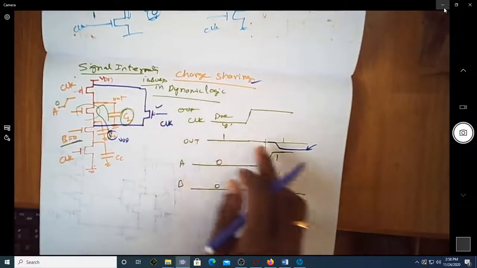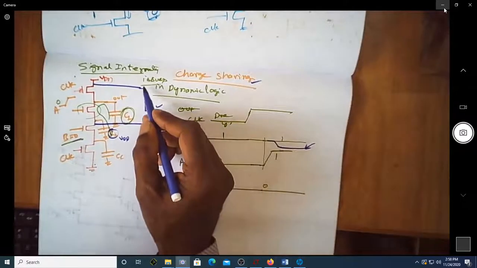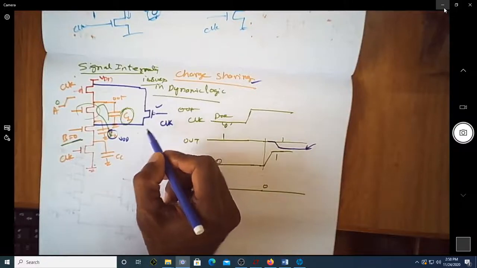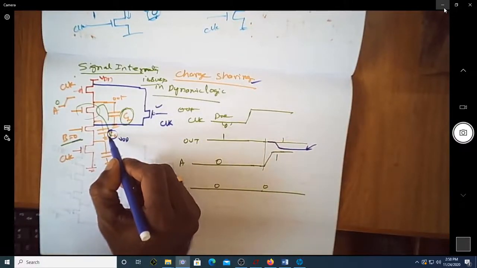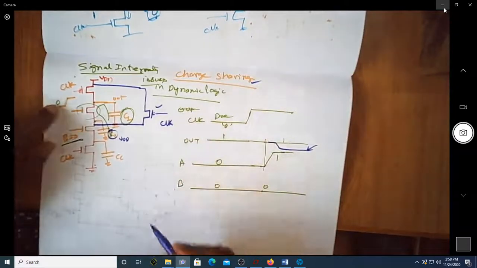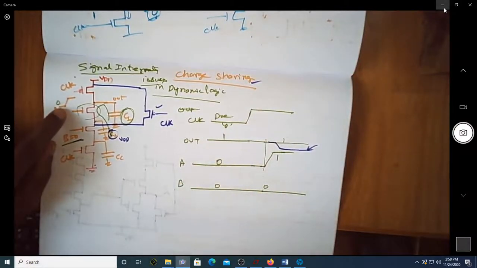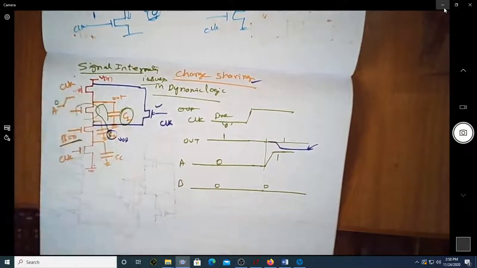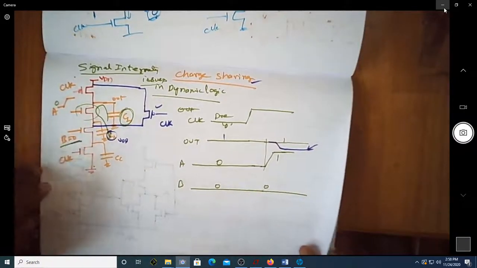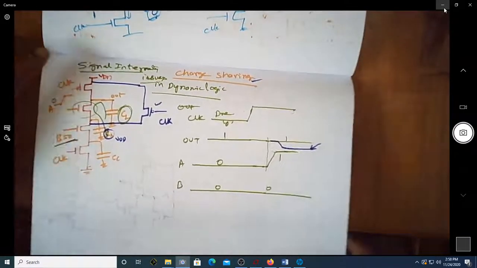If this is not there, then something like this will happen. Since you are providing one extra transistor which makes the intermediate node capacitor also VDD, the charge sharing will not happen even when the input A becomes 0 to 1. So this way we are able to avoid the charge sharing difficulty in the case of dynamic logic.